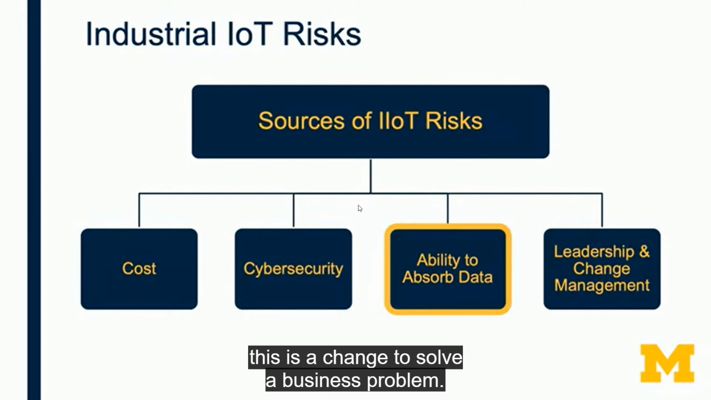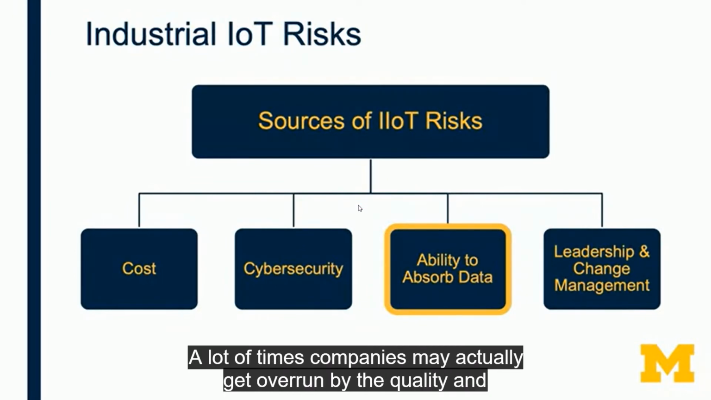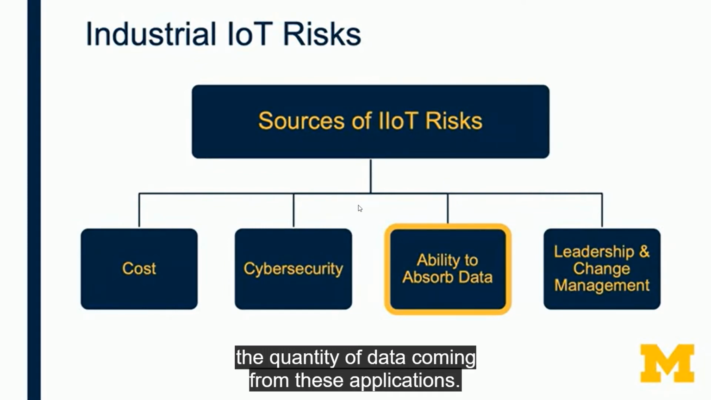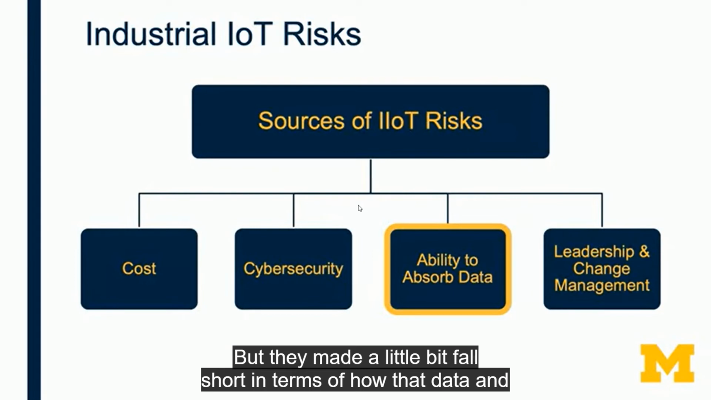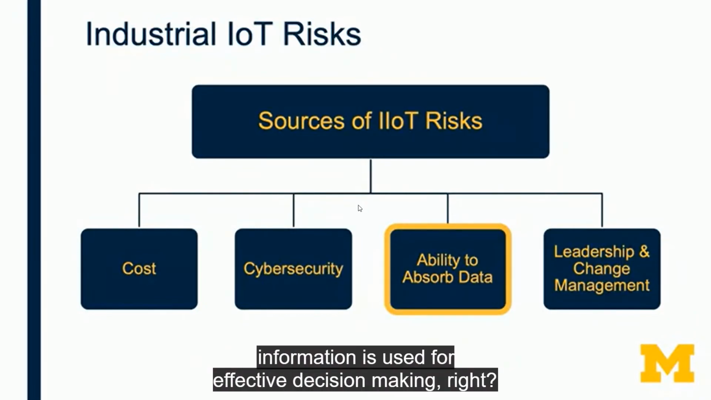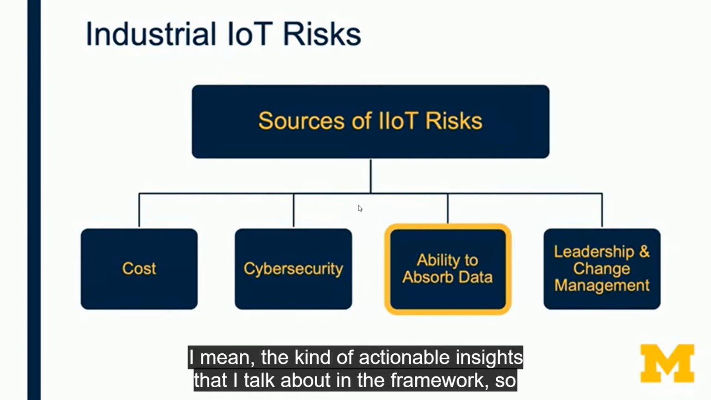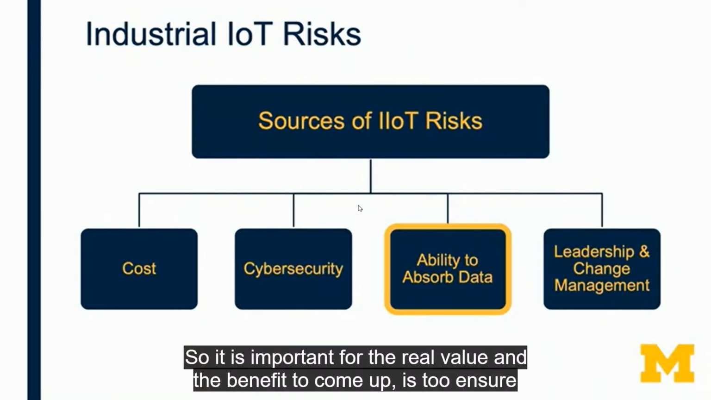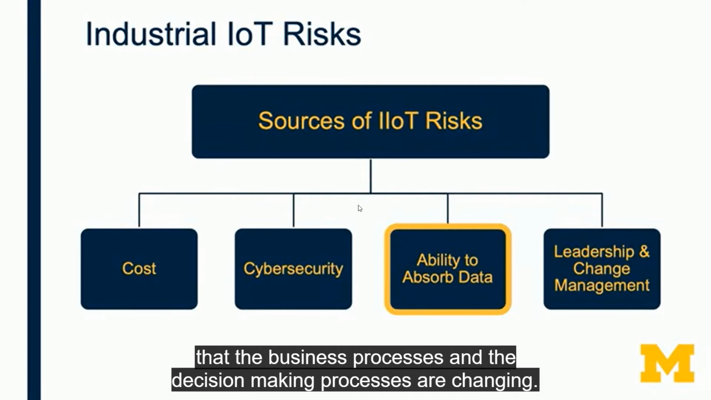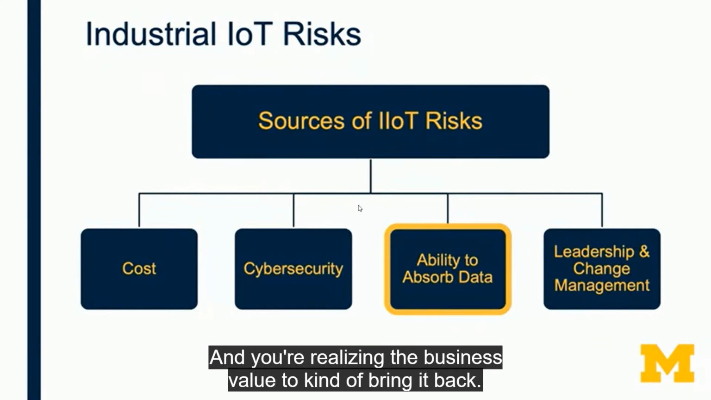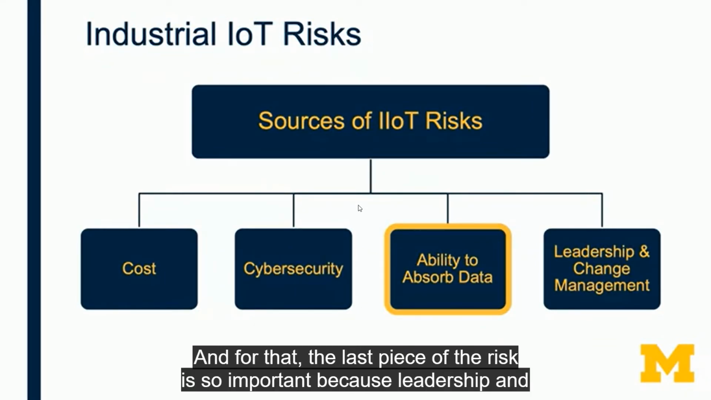A lot of times companies may get overwhelmed by the quality and the quantity of data coming from these applications, but they may fall short in terms of how that data or information is used for effective decision making, right? I mean, the kind of actionable insights that I talk about in the framework. So that is missing. So for the real value and benefit to come up, it is important to ensure that the business processes and the decision making processes are changing, and you're realizing the business value to bring it back.